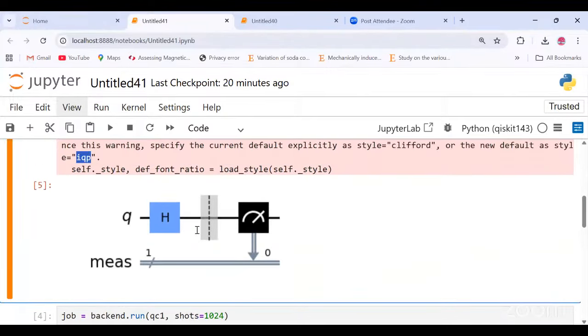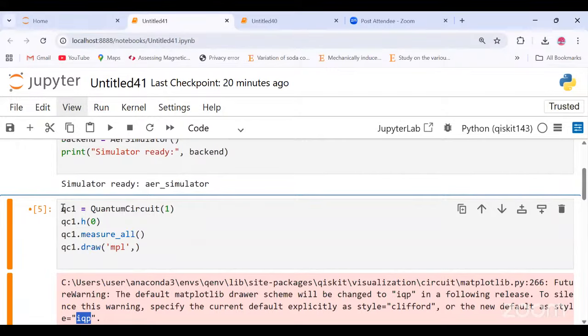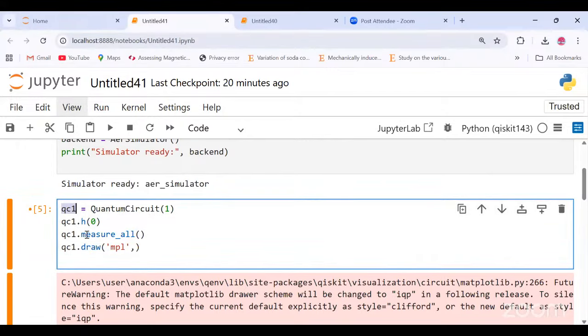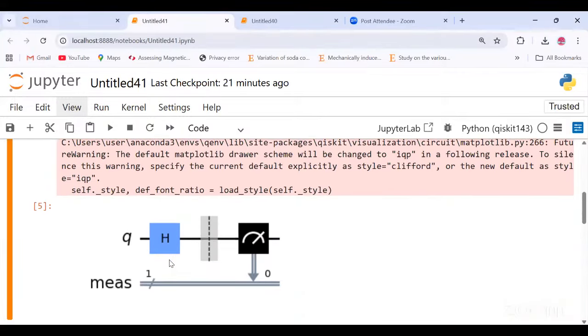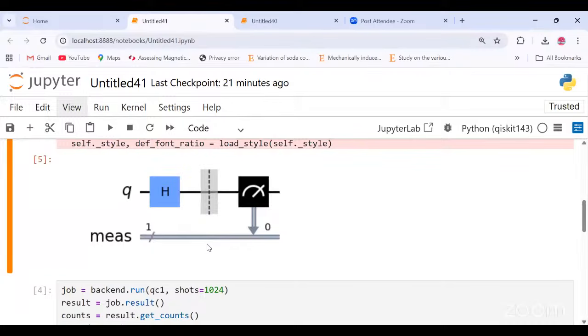So what is this QC1? QC1, we have said, is the input circuit, and then the quantum circuit first, one number. Then we have imported the Hadamard gate. By default it is in the zero state, and it will begin from the zero state. Then do the command measure, then give the command draw. So you are able to have a circuit like this.